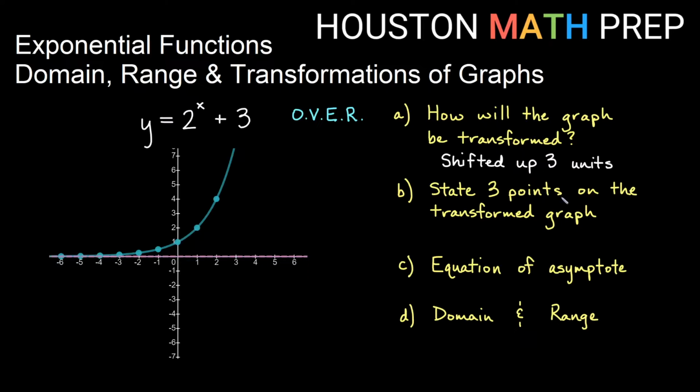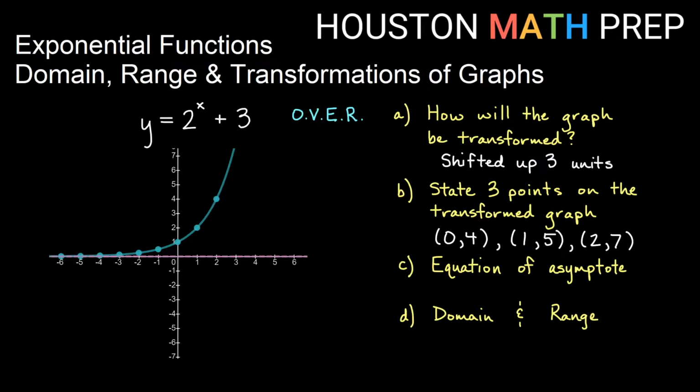So if I pick 3 of my points and I move them up, so let's say this (0, 1), if I move that up 3 points, that's going to give me (0, 4). If I take my (1, 2) point here and I move that up 3, that's going to shift to (1, 5). And then if I take (2, 4) and shift up 3, that will give us (2, 7).